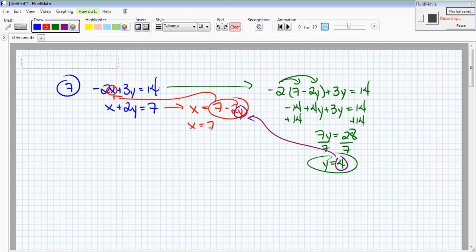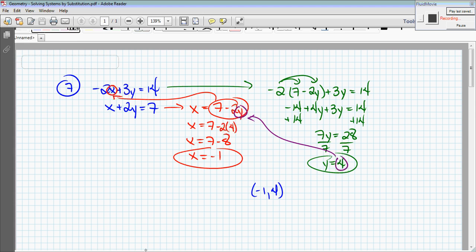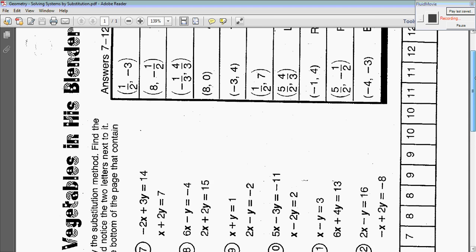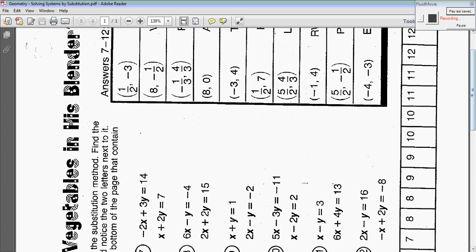So x equals 7 minus 2 times 4. So x equals 7 minus 8. So x equals negative 1. So what we've gotten for our answer is the ordered pair negative 1, comma 4. Now, on our worksheet, negative 1, comma 4 is right here.